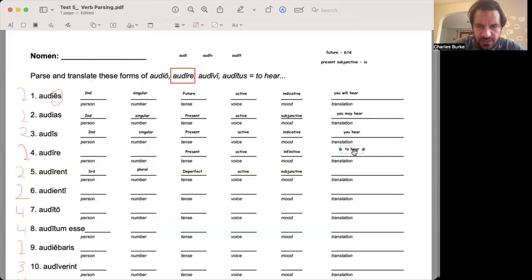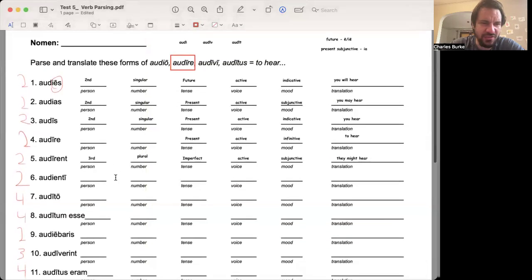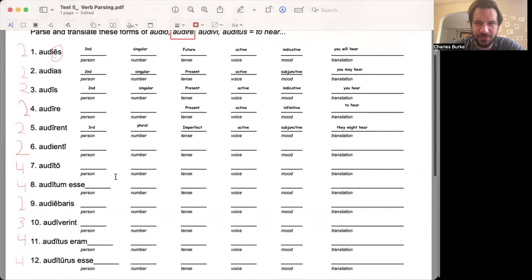We will translate it. They may hear. Oh, sorry. They might hear. I would also accept they may hear, but I like they might hear for the imperfect. I use may versus might to distinguish between present and imperfect. I don't really think you need to. I don't feel like there's a big difference between may and might in English. So you can say you might hear up here, and you can say they may hear down here, but that's just how I like to do it.